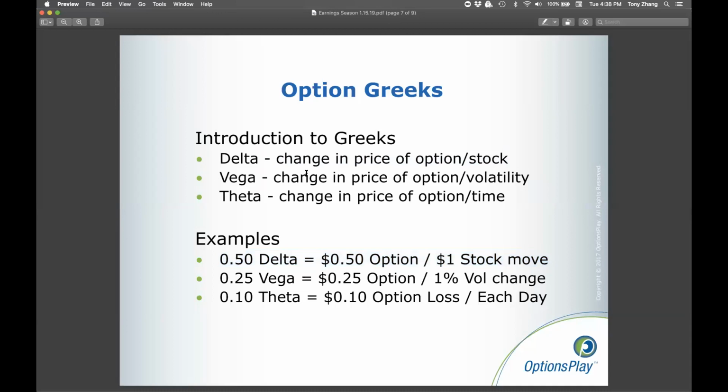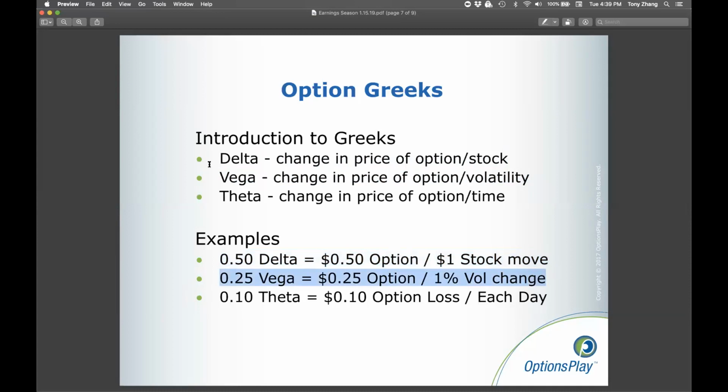Vega, which is the change in price of the option with respect to volatility, gives us an idea as far as how much the option price will lose in value from that volatility crush that happens right after earnings. So if you have a call or a put option that has a Vega of 0.25, that means the call or put option will lose 25 cents for every 1% change in implied volatility.